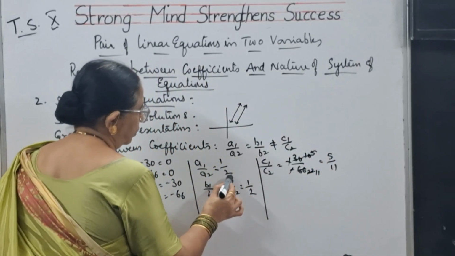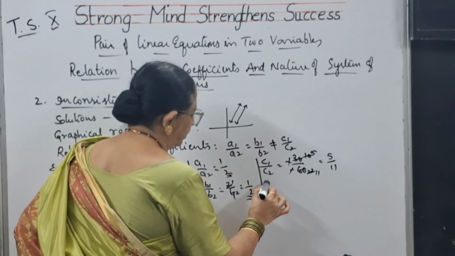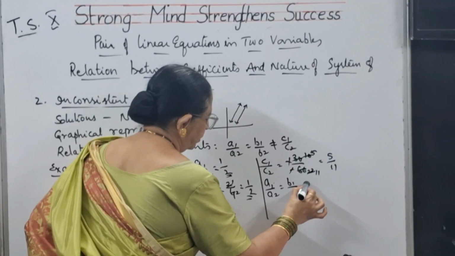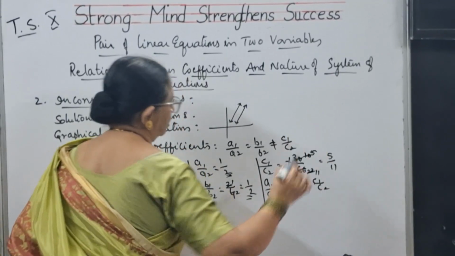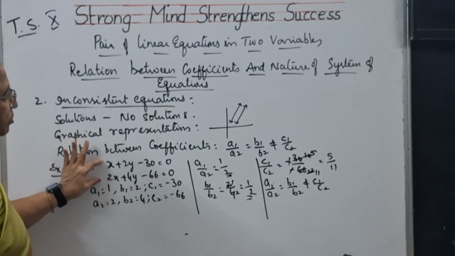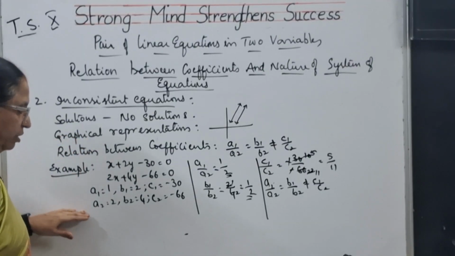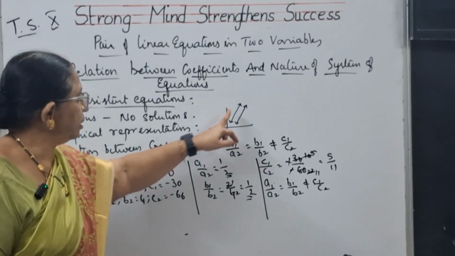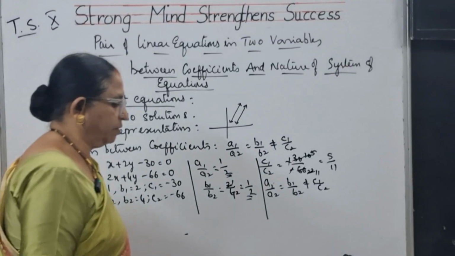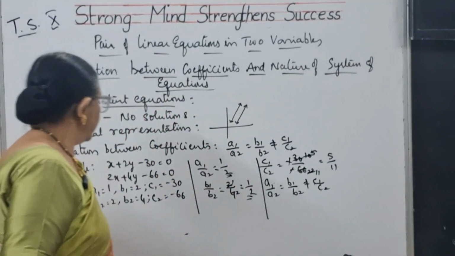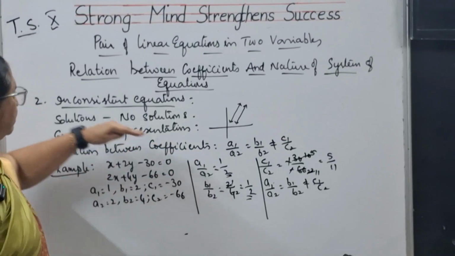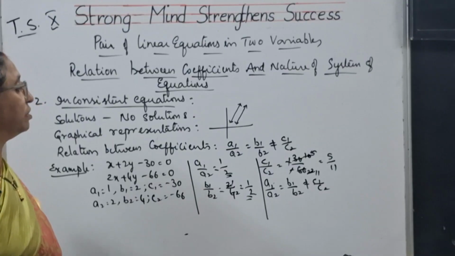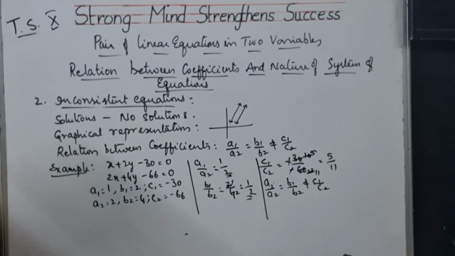So you see children, these two are the same, but this is different. a1 by a2 is equal to b1 by b2 is not equal to c1 by c2. This relation, these two equations are maintaining. If you happen to draw these lines in the graph, you are going to get parallel lines in this way. This is about the relation between the coefficients when the equations are inconsistent equations. That means there are no solutions for it. Please note it down. This is the second one.